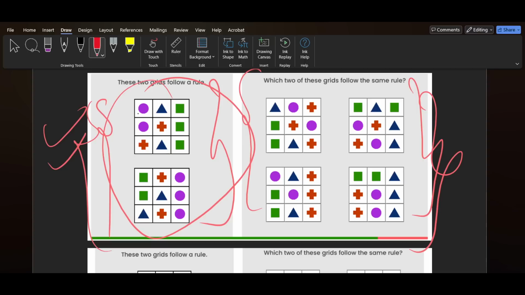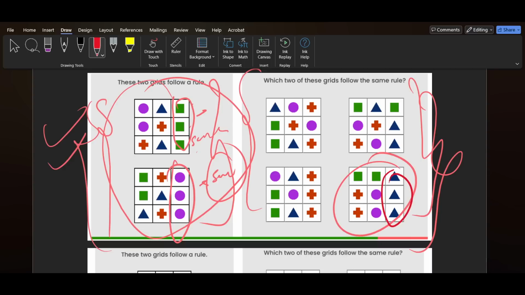Okay, so first one, if you will see here, the whole three cells are with the same symbol. In this figure also the whole three cells are with the same symbol. So we actually need to identify this kind of pattern where the whole three cells are with the same symbol. See here, in option 4, we have whole three cells with the same symbol. Also in option 3, we have whole three cells with the same symbol. So these two will be our answer. So option number 3 and 4 is our answer.